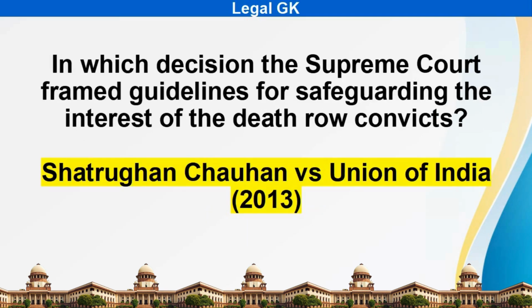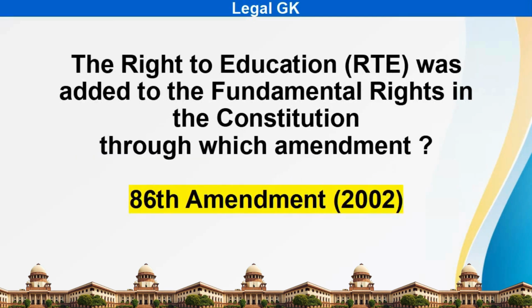In which decision did the Supreme Court frame guidelines for safeguarding the interest of the death row convicts? Shatrughan Chauhan versus Union of India, 2013. The right to education was added to the fundamental rights in the Constitution through which amendment? 86th Amendment, 2002.